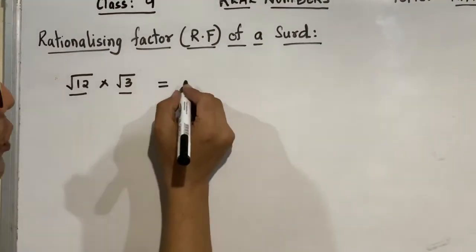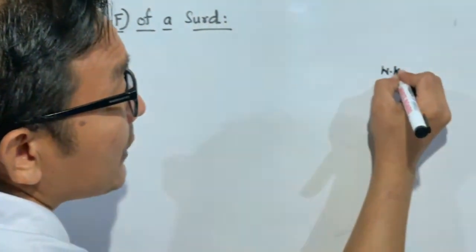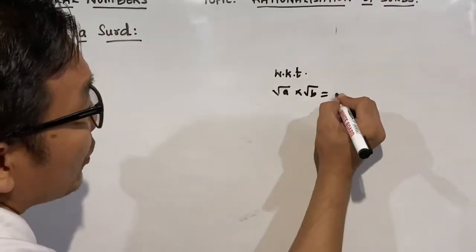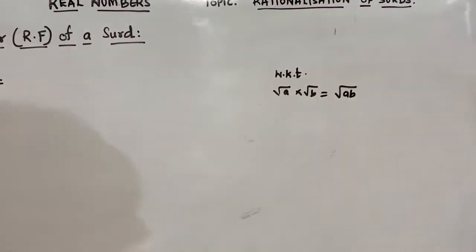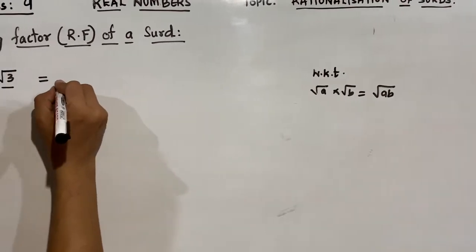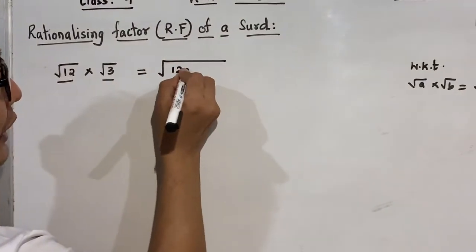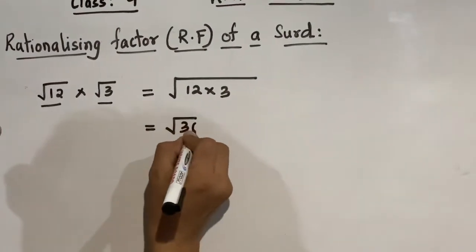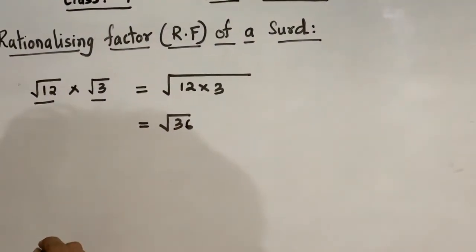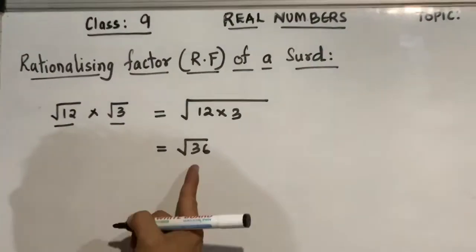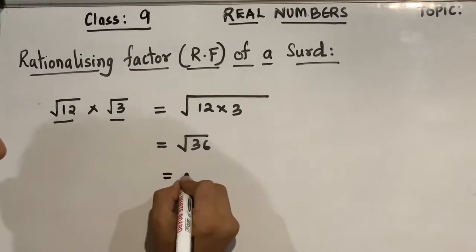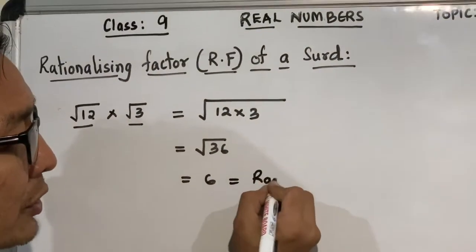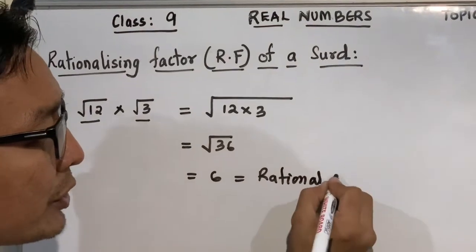We know that the square root of a times the square root of b is equal to the square root of a times b by the law. We can also write this as the square root of 12 times 3, which is equal to the square root of 36. The square root of 36 is 6, since 6 times 6 is 36, a perfect square. So this is equal to a rational number.